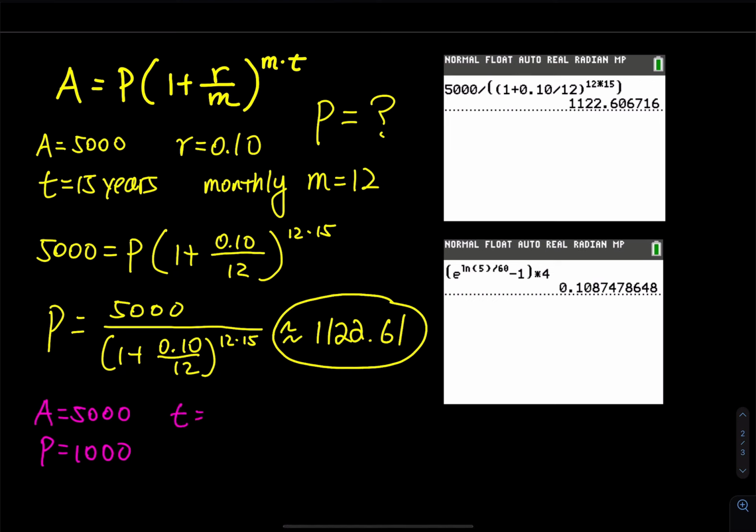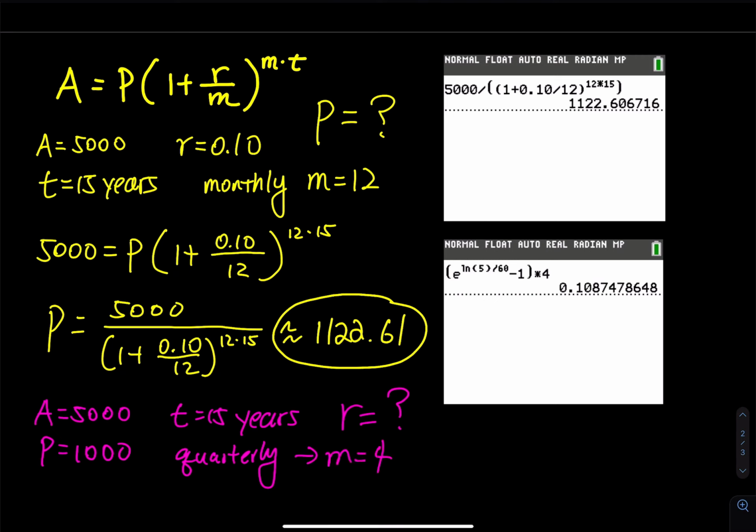So let's say T equals 15 years. I have 1,000 right now. 15 years later, I need 5,000. And the interest rate, we don't know. How about the compounding method? How about quarterly? So let's try quarterly. That means M equals 4. So T equals 15, M equals 4, A is 5,000, P is 1,000. What is the interest rate?